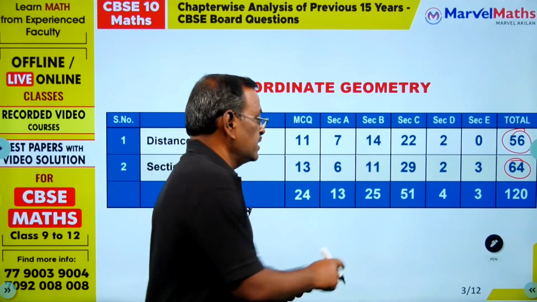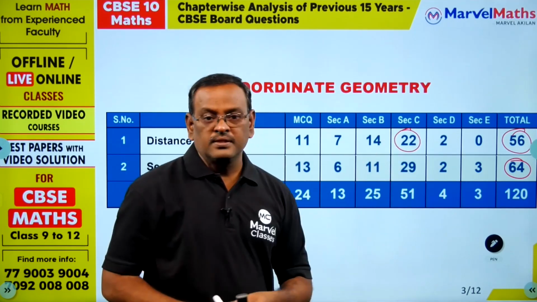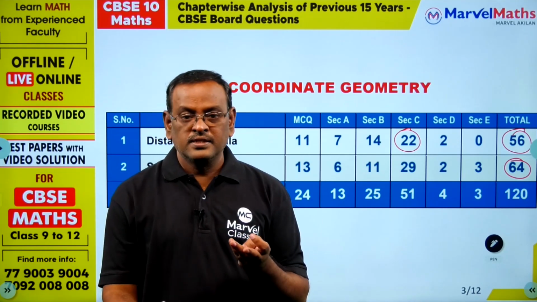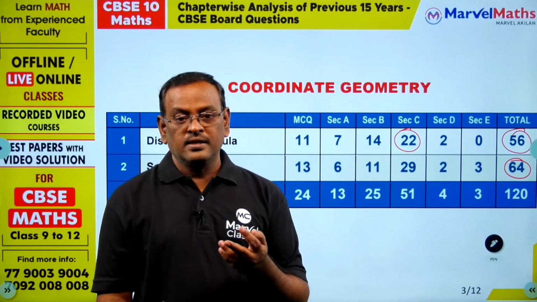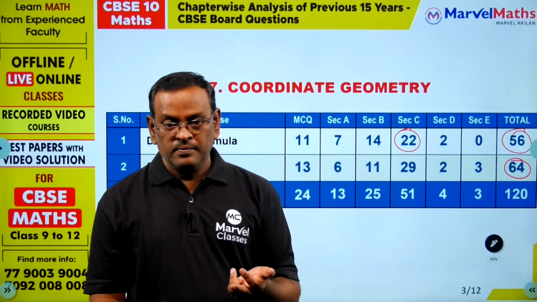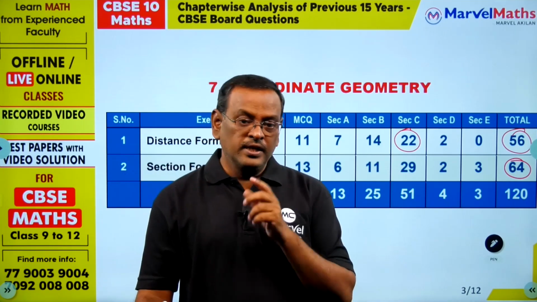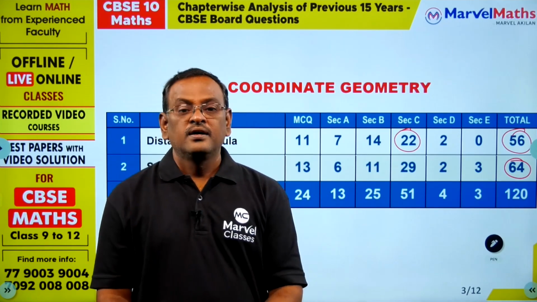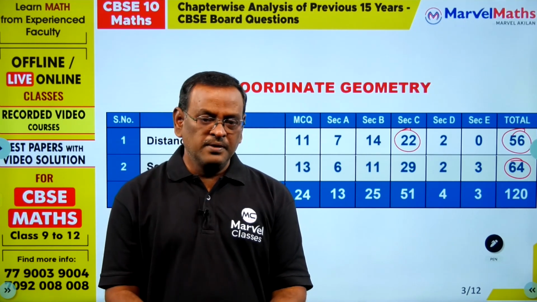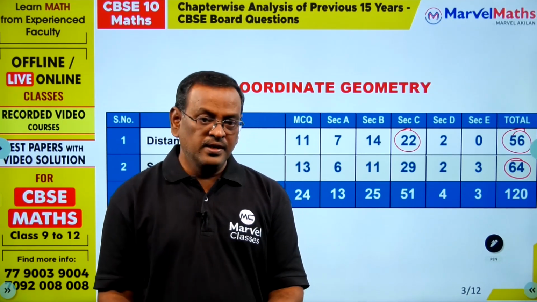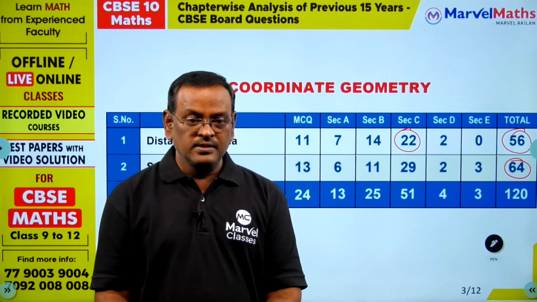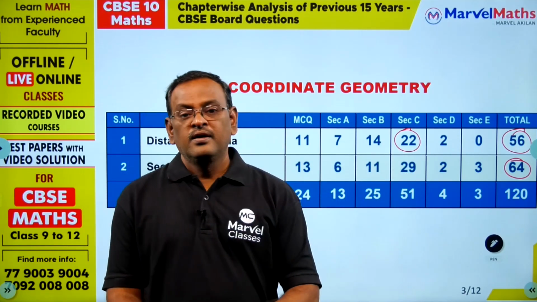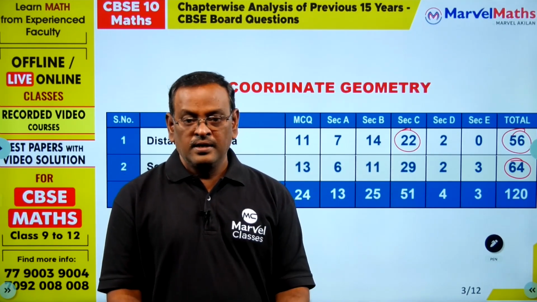And in Section C you can expect problems related with 3 points: equilateral triangle, isosceles triangle, right angled isosceles triangle, scalene triangle and collinear. Apart from this, 3 non-collinear points are given, find the circumcenter and circumradius. These are all the standard 3-mark questions, but a tough 3-mark question is find the third vertex of an equilateral triangle, find the third vertex of an isosceles triangle, and a 5-mark question you can expect from this section, find the opposite vertices of a square, like that.